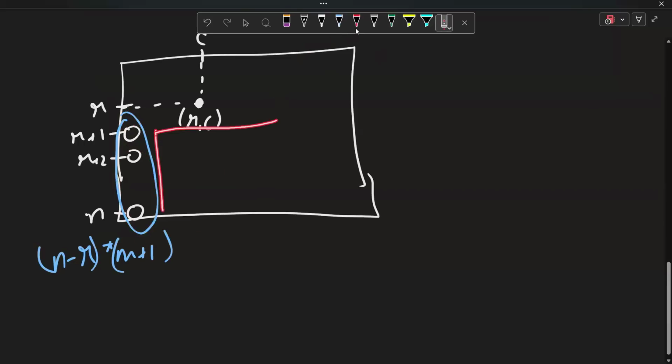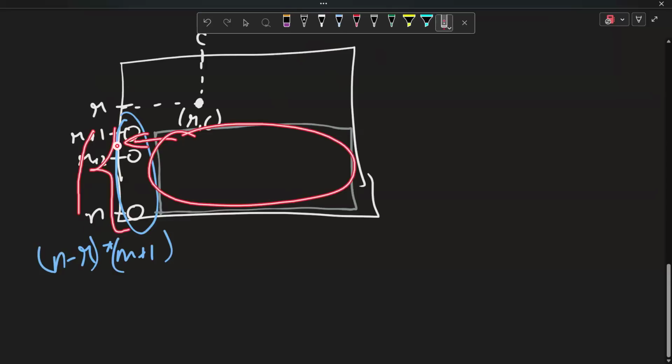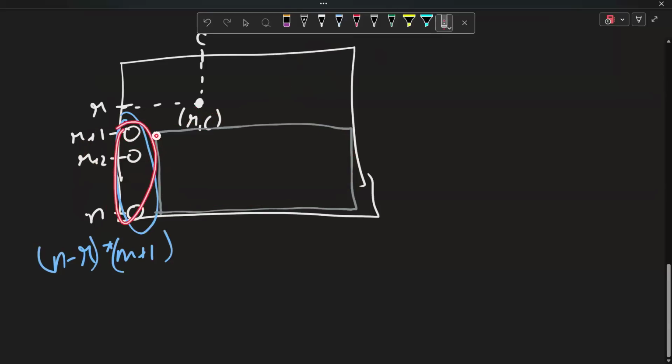Now, what about these people? All these people except the first column would move just one place. So how many are there? n minus r number of rows, and this is m minus 1, because if you remove just the first person, every row has m minus 1 people. So this value would be n minus r multiplied by m minus 1. And plus, I would add this much value also.